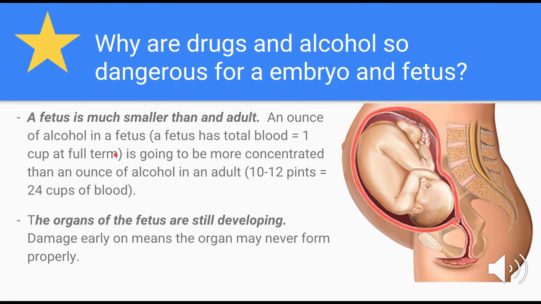Why are drugs and alcohol so much more dangerous for an embryo and a fetus? Because the fetus is smaller, so anything that is put into the mom's bloodstream is going to be really more diluted for her. She probably has something like 10 to 12 pints of blood, where the baby only has about a cup, which is really a half a pint. So anything that's in her bloodstream that filters through could become more concentrated in the fetus and cause a much more dramatic problem. And the organs of the fetus are still developing. So if you have a problem during development, the organ may never form properly.